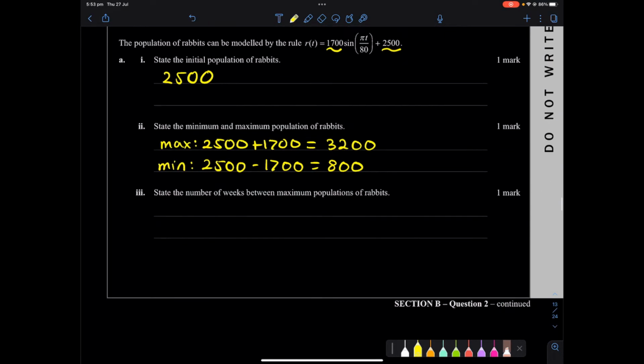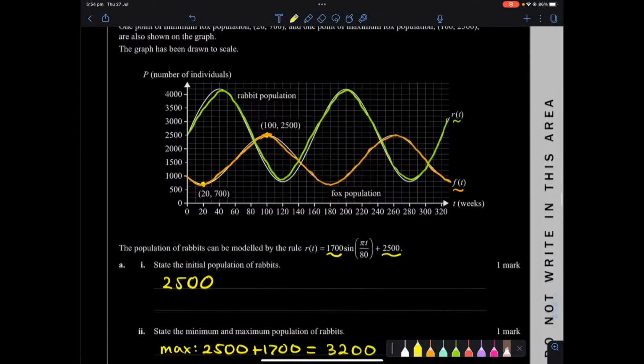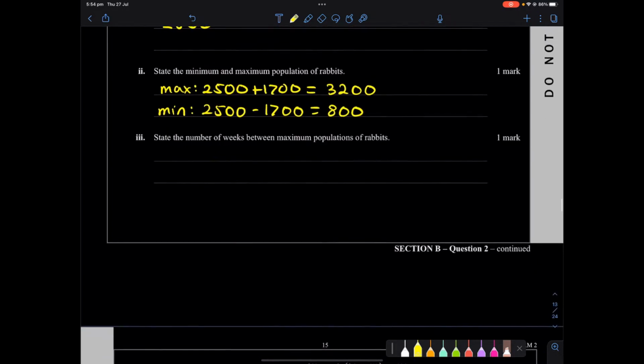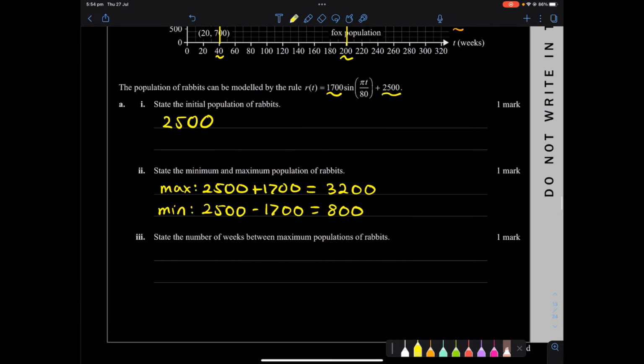State the number of weeks between the maximum populations of rabbits. Okay, so for rabbits, this is the maximum point, and this is also a maximum point. So if I draw down, here is 40, and here is 200. So it says state the number of weeks between the maximums. Okay, so the difference is 200 minus 40, which is 160 weeks.